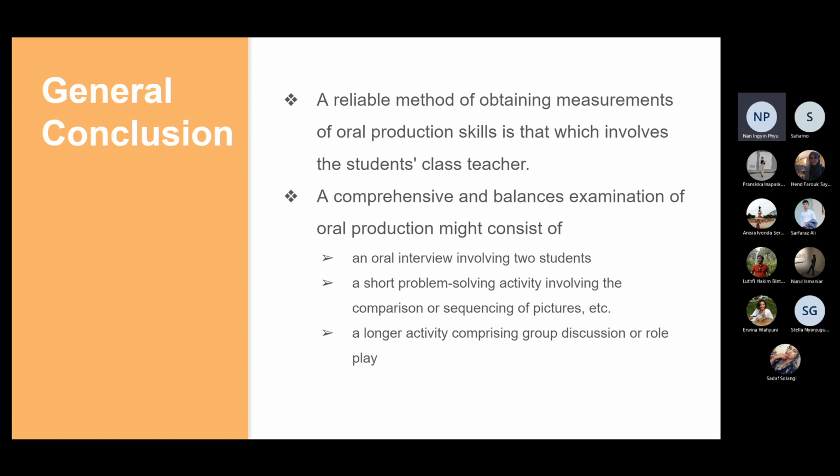A reliable method of obtaining measurements of oral production skill is one that involves the student's classroom teacher. Involving the student's classroom teacher will make a reliable method to measure the scores. And another one is that a comprehensive and balanced examination of oral production might consist of an oral interview involving two students, then a short problem solving activity involving the comparison or sequencing of structures, and then the last one, a longer activity comprising group discussion or role play. So those three can make a comprehensive and balanced examination for oral production.